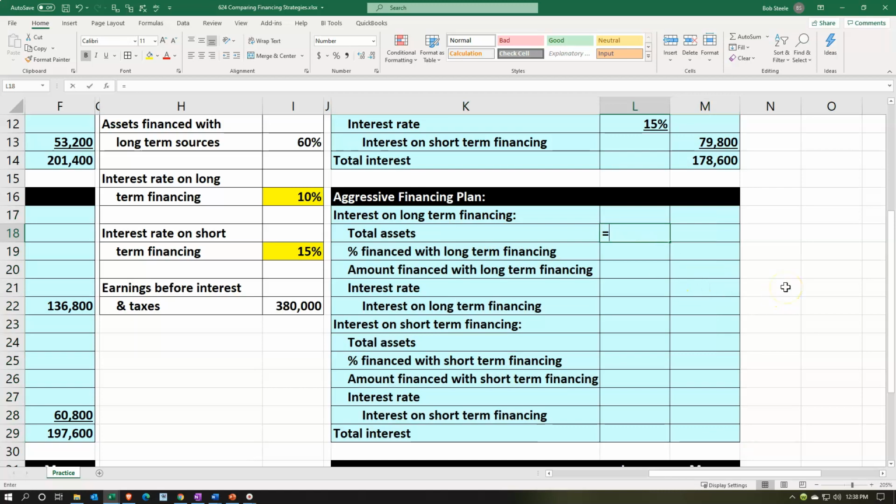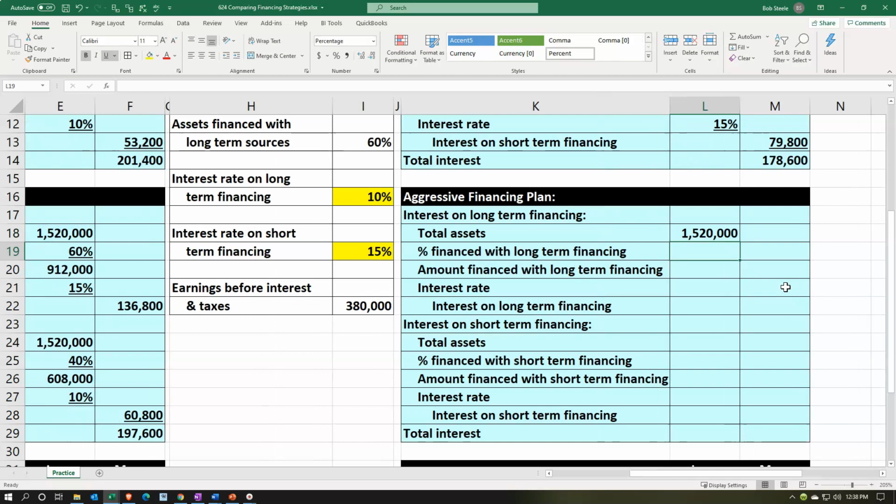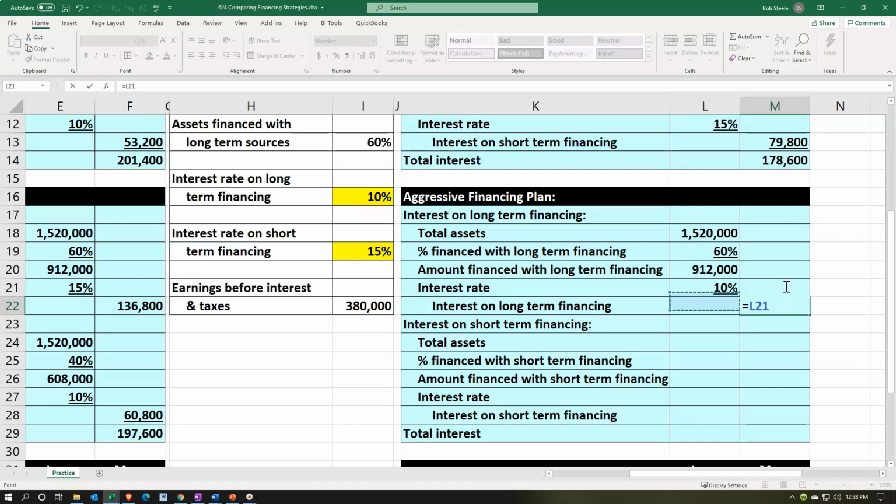Then we'll pick up the total assets, this being equal to the 1,520,000. The percent being the 60%. I'll multiply this out. This is equal to the 1,520,000 times the 60%. Then we'll pick up the rate, which has now changed. The rate now being the 10%. So 10%. Let's multiply this out in the outer column. This is going to be the 912 times the 10%.